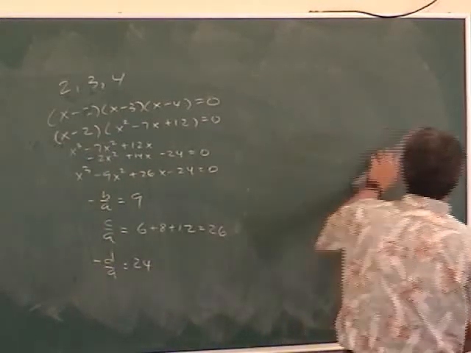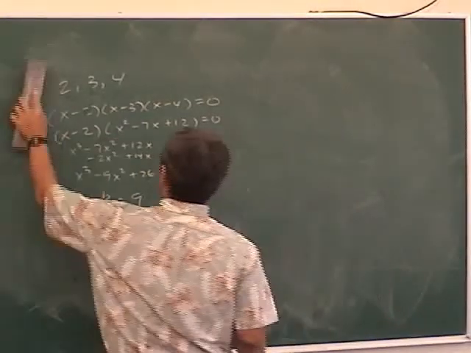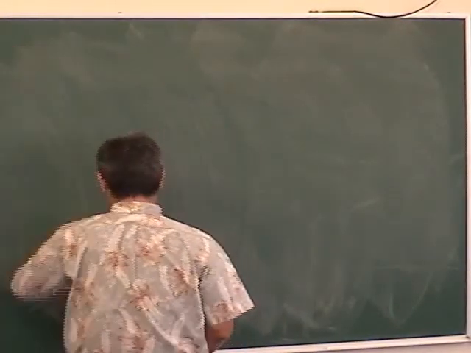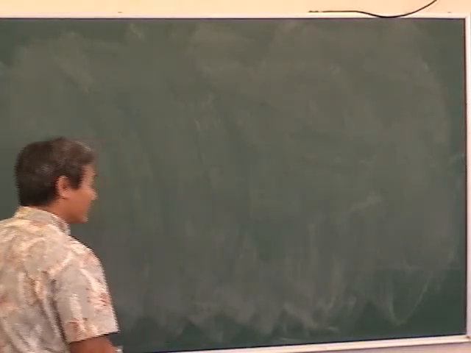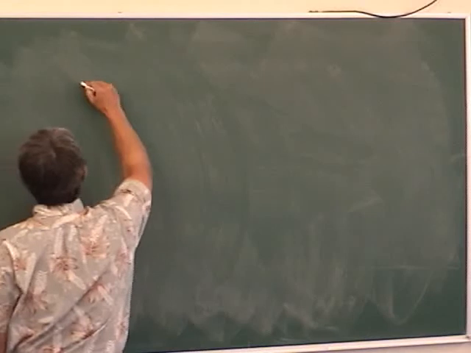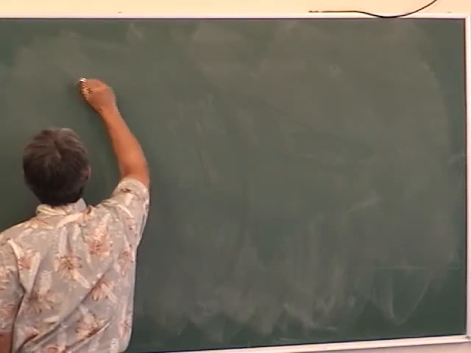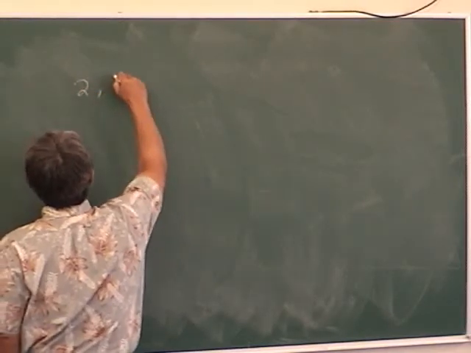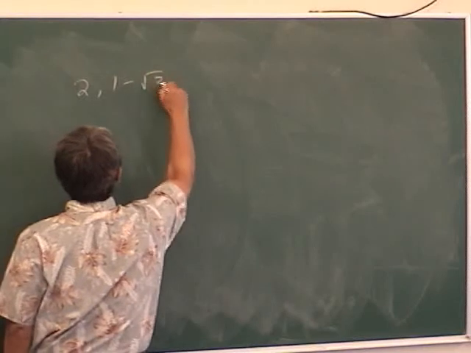Okay. Let's look at another example. You guys think you're good now, huh? Write me a polynomial equation with integer coefficients so that its roots are 2 and 1 minus radical 3.